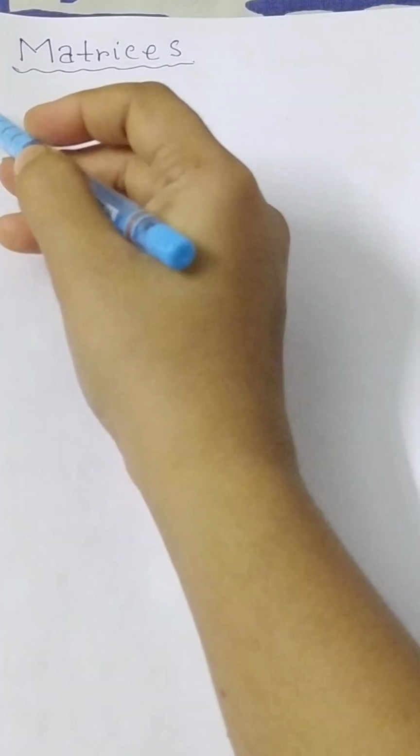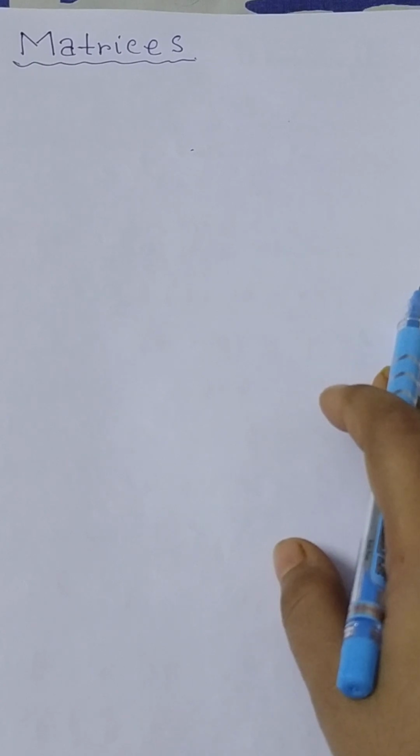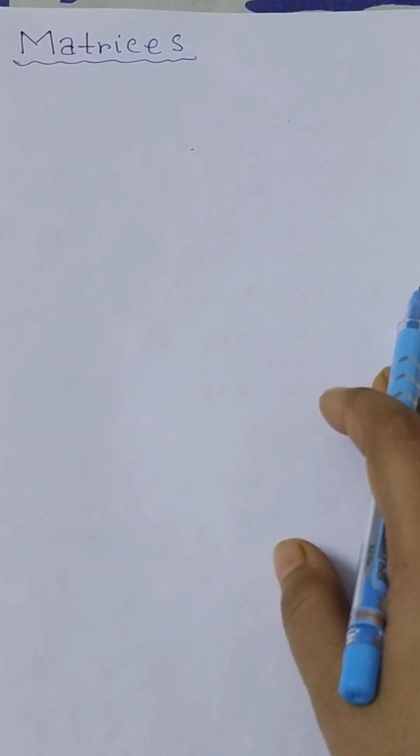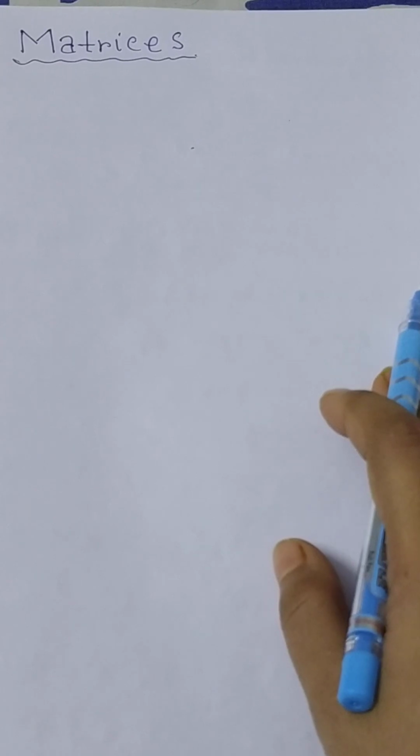Today I will discuss a new chapter which is very much important, and that chapter is about matrices. Now, many of you are unknown about this chapter. Okay, so let's start by knowing the definition of matrices and what it looks like actually.